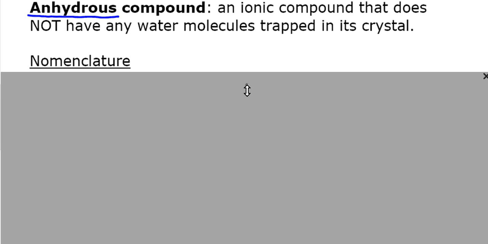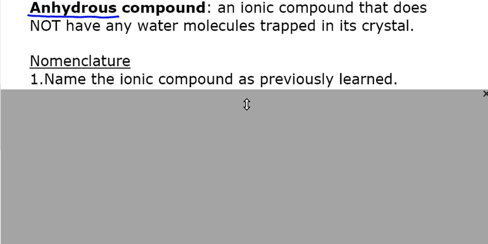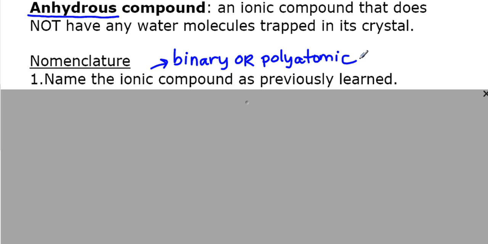Now the nice thing is, the first part of the name follows any of the rules for ionic compounds or polyatomic compounds that you've previously learned. So these can be binary ones or ionic with a polyatomic ion. So you have to remember all of those rules, but hopefully by now you've had lots of practice and are getting a lot more comfortable with that. There is an additional part that you have to add to the name, however.